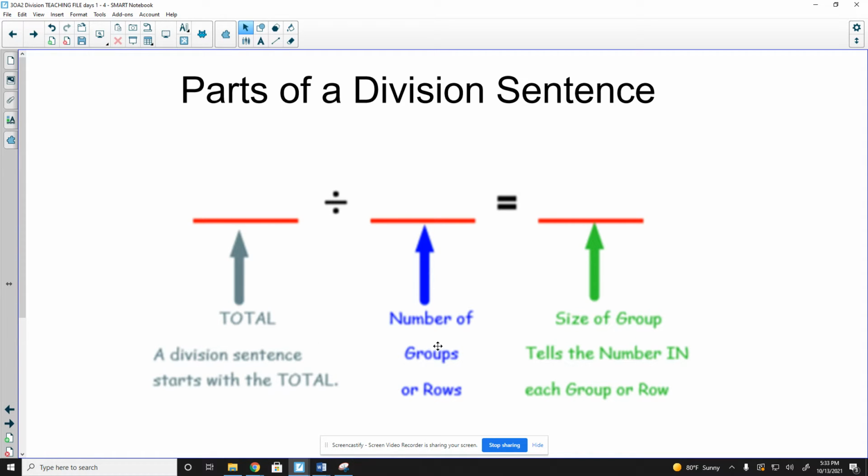And then the second number is going to represent our number of groups if we have equal groups, or it could also represent our number of rows if we are looking at an array. And the last number is going to represent the size of the group. It's going to tell us the number that will be in each group if we have equal groups, or the number that will be in each row if we have an array.